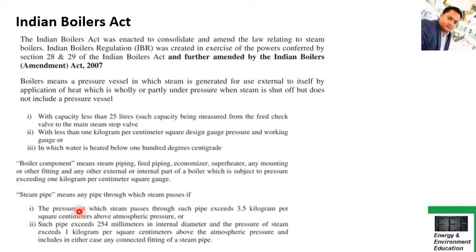So these are some of the criteria you should understand and remember as far as the explanation of the boiler is concerned. If they ask you the criteria to define the boiler, then if these are the concern areas, it is not a boiler. Also, if you consider a steam pipe, you should meet these two criteria. Unless you meet these two criteria, you cannot call a pipe a steam pipe, friends.